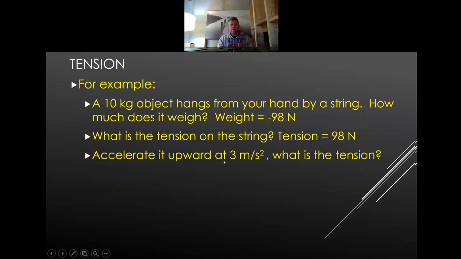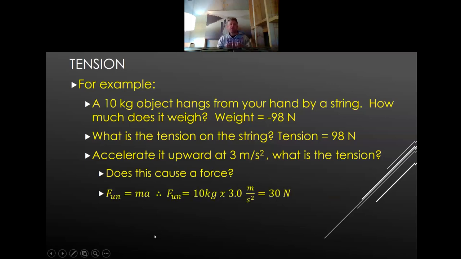So with this one, we want to know, does this cause a force? It should, right? Especially if it accelerates, right? So if it does cause a force, our F equals ma, right? Our force equals the mass, this 10 kilograms up here.